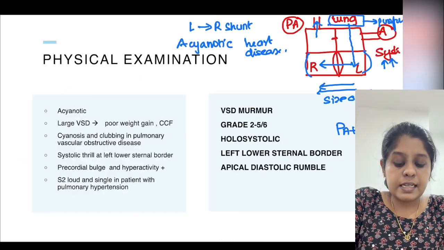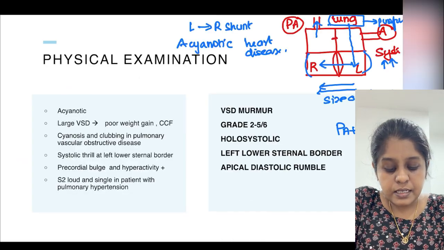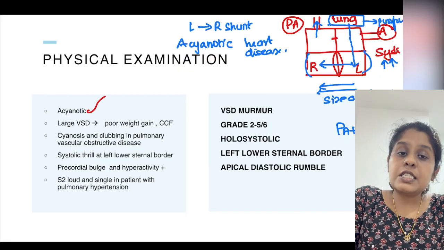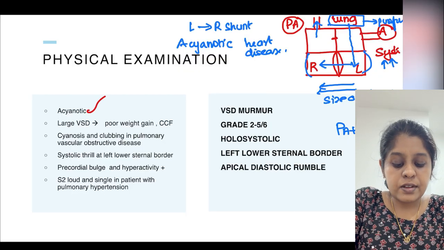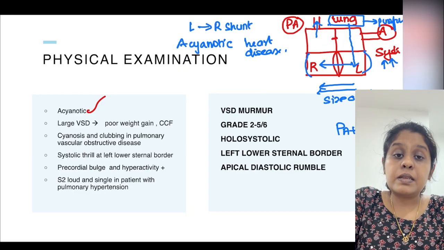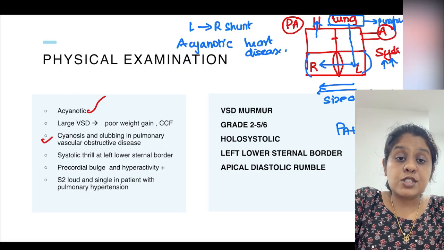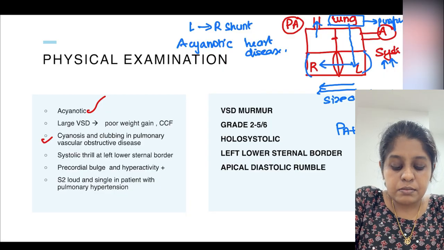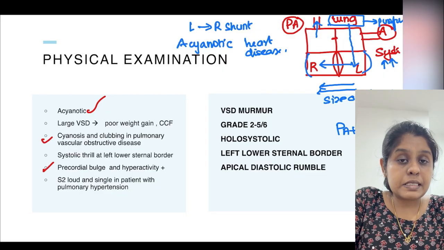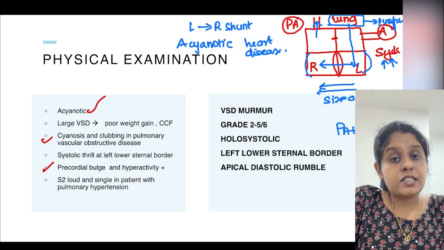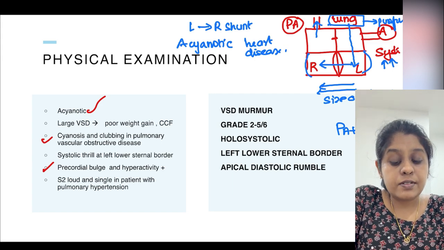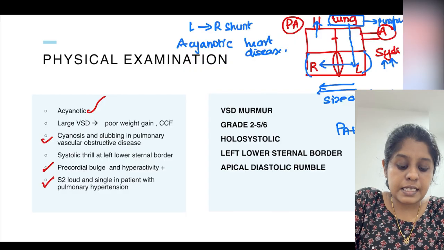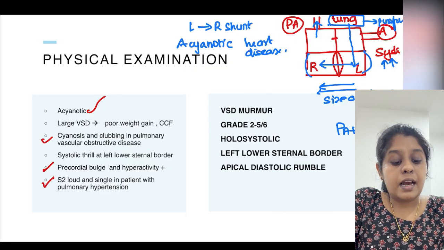So coming to physical examination, what do you see here? You see an acyanotic heart disease. Large VSDs will have poor weight gain and CCF. Cyanosis and clubbing will happen in the later stages. There will be a systolic thrill which is present in the left lower sternal border. Precordial bulge and hyperactivity will be present, which is an indirect evidence of right ventricular hypertrophy and volume overload. S2 will be loud and single in patients with pulmonary hypertension.